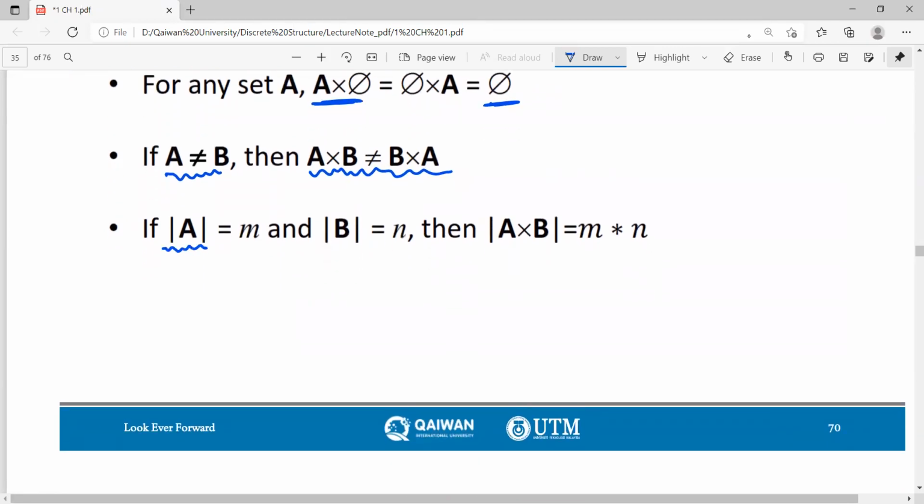We say if we have M elements in A, that means the cardinality of A is M, and the cardinality of B is N, then the cardinality of their product is the multiplication of the cardinalities. If we find the number of elements in A cross B, it equals M times N. M is the number of elements in A and N is the number of elements in B.